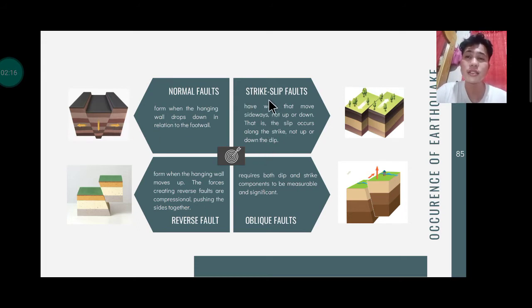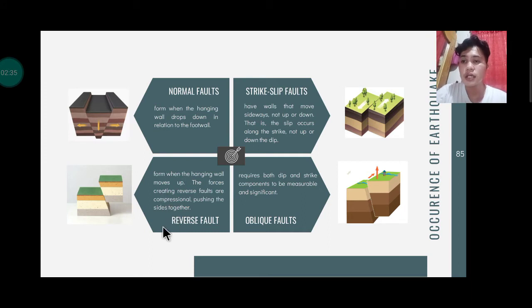Next is the strike-slip fault. The walls move sideways, not up or down. The slip occurs along the strike, not up or down the dip. As you can see, it is a fault in which the sides move in opposite sideways directions.